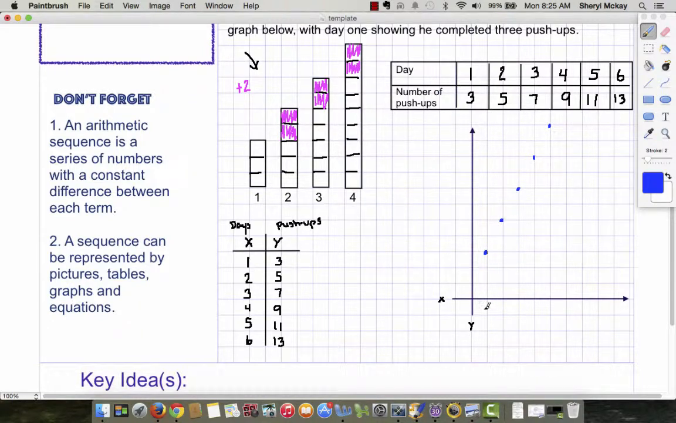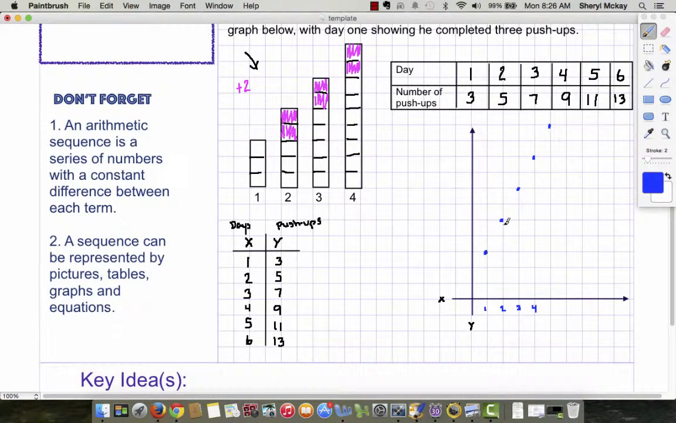On day 2, so here's 1, 2, 3. You get it, right? On day 2, he did 5 push-ups. There wasn't, like, halfway in the day he did 4 push-ups. No, he did 3 on one day and 5 on the next day. So these are discrete points. We're not going to include all of the information in between these points, because there isn't any information that we would record.